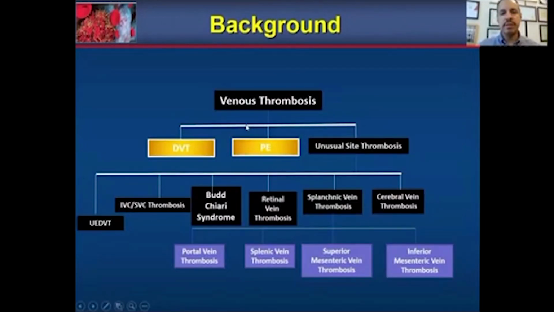So for venous thrombosis, as I already said, DVT and PE are the most common. Then we have unusual site thrombosis: cerebral vein thrombosis, subclavian vein thrombosis, renal vein thrombosis, Budd-Chiari or hepatic vein thrombosis, inferior vena cava or superior vena cava thrombosis, and upper extremity DVT. Remember, upper extremity DVT is considered unusual site thrombosis. You can also have inferior mesenteric, superior mesenteric, splenic, and portal vein thrombosis. It is very difficult to cover all these; each presentation of unusual site thrombosis deserves its own presentation or webinar. So I am going to focus on venous thromboembolism.